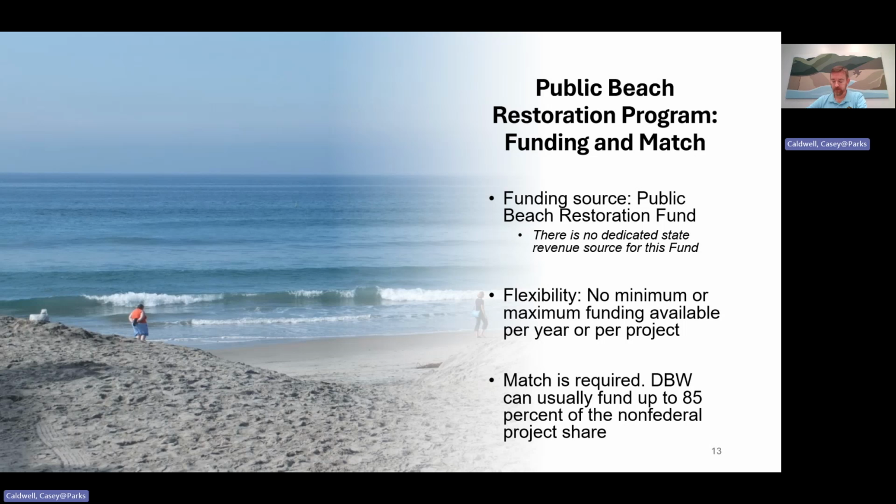The match contribution requirement for this program is a smaller percentage of costs than that required for the Shoreline Erosion Control Program. Instead of DBW and the state funding 50% of non-federal costs, here, DBW can fund up to 85% of non-federal project costs. The local partner's 15% match can be provided as cash or as in-kind services if those services are part of the project budget and if DBW pre-approves using them to satisfy the match requirement.